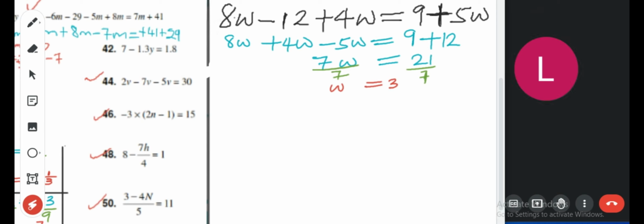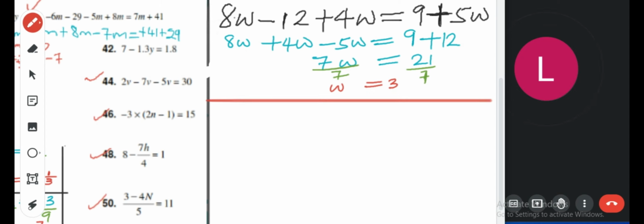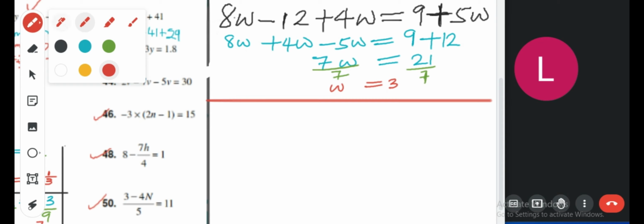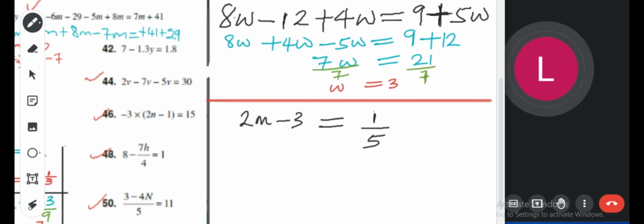Perhaps I can just do one more like this to make this thing much clearer. Let's, assuming we have something like this, we have say 2m minus 3 over 2, or just 2m minus 3 equals 1 over 5. 2m minus 3 equals 1 over 5.